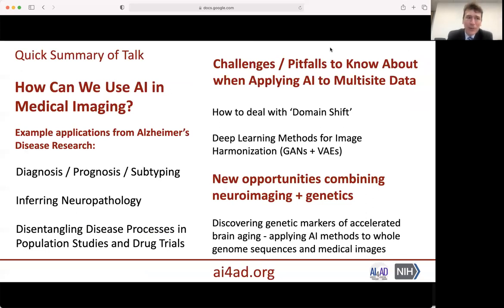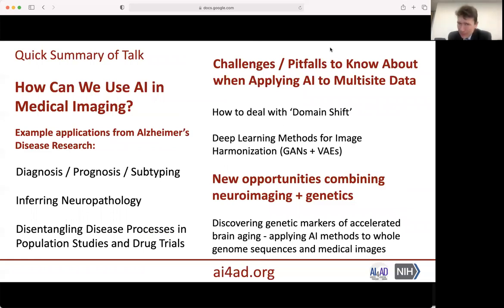So a quick summary of the talk is as follows. We're all interested in how we can use artificial intelligence in medical imaging, and I'll talk about a few example applications from Alzheimer's disease research, using machine learning and AI for diagnosis and prognosis and subtyping of disease, inferring neuropathology from different types of medical images, and also to help us disentangle disease processes in population studies and for drug trials. Now, the flip side of this is that there are a few pitfalls and common issues with applying machine learning to multi-site data, and I'll tell you a little bit about those as well.